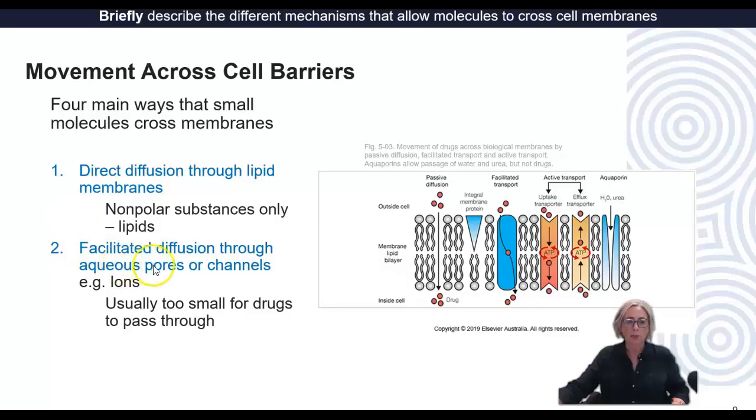If you think about steroids, for example, they can freely cross through the phospholipid bilayer via direct diffusion. We have facilitated diffusion through aqueous pores or channels, for example, ion channels. We also have these aquaporins here that are used for water and urea. However, these aquapores and channels are usually too small for drugs to pass through. So remember, facilitated diffusion is still passive, but it is diffusion that needs to be facilitated, so through the use of a channel or a pore.